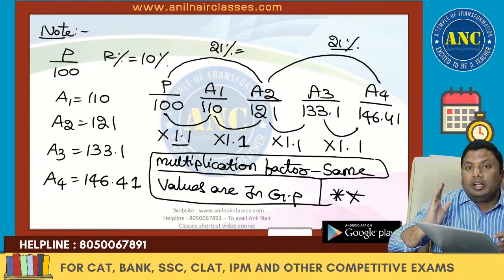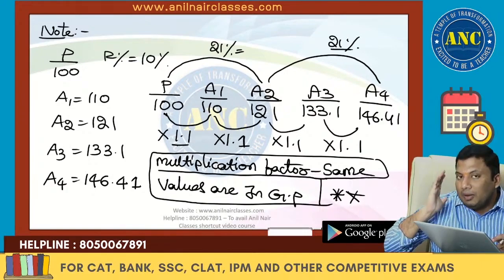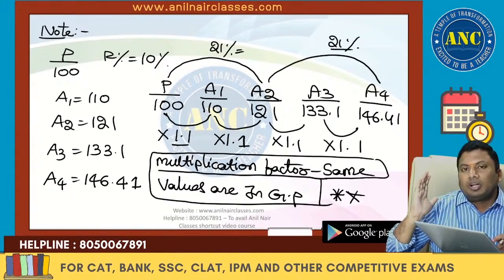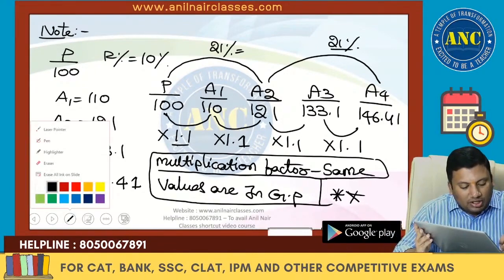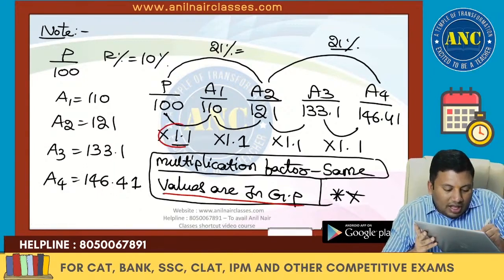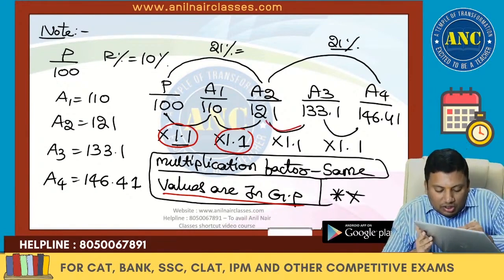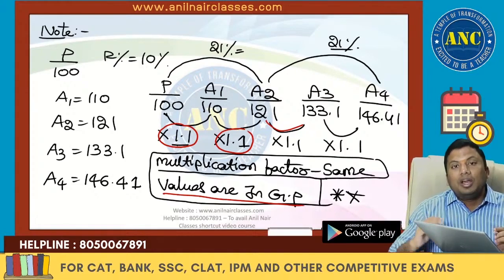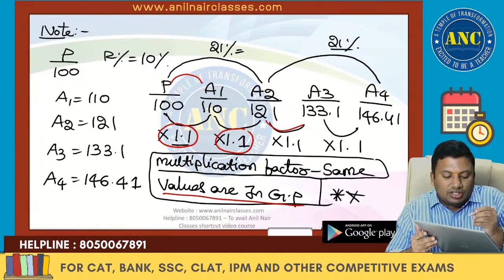In compound interest problems, principal, amount after first year, amount after second year, amount after third year, all these values are in geometric progression. If this is 1.1, this is also 1.1, this is also 1.1. Are you all with me? Or in other words, the ratio between consecutive values is always the same.